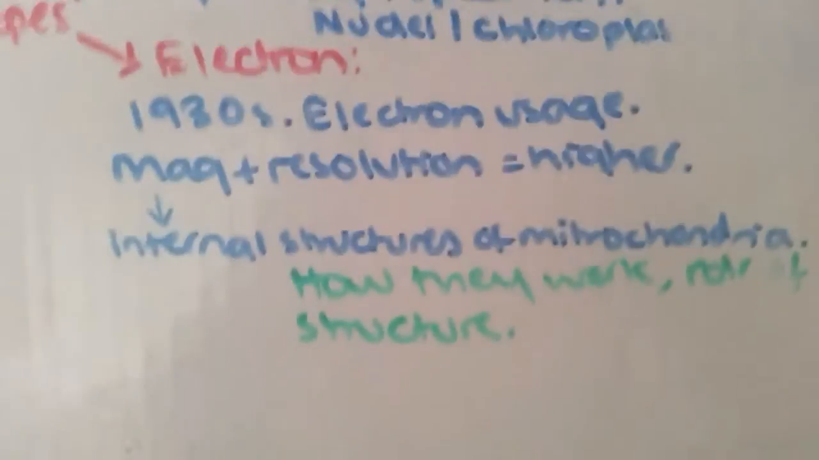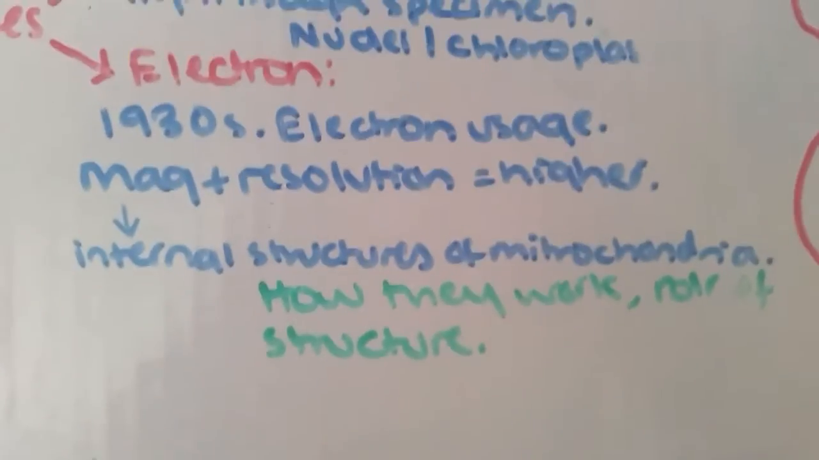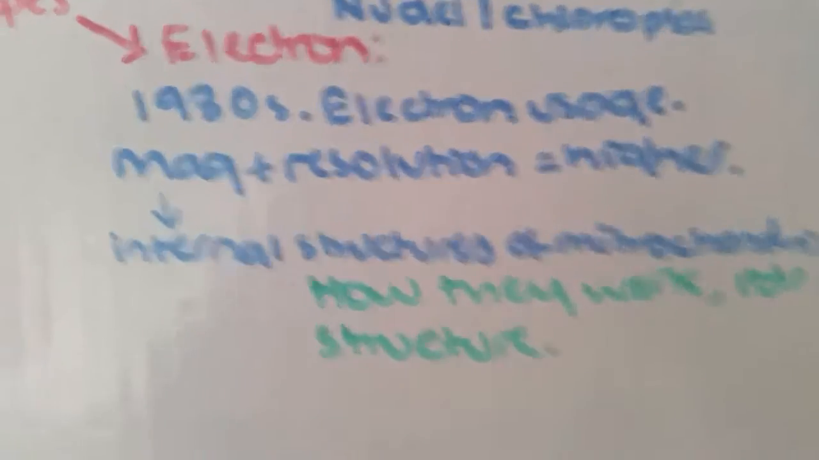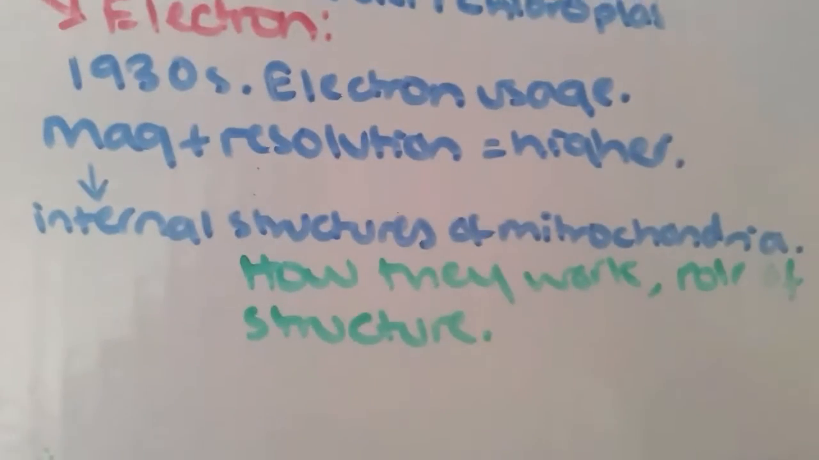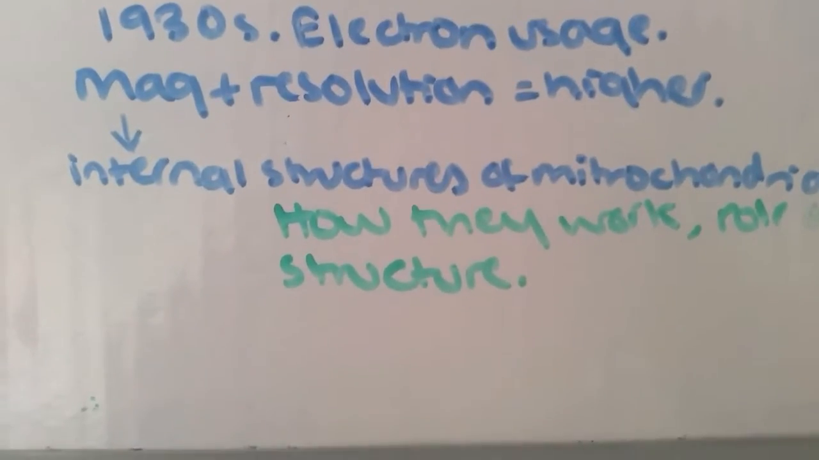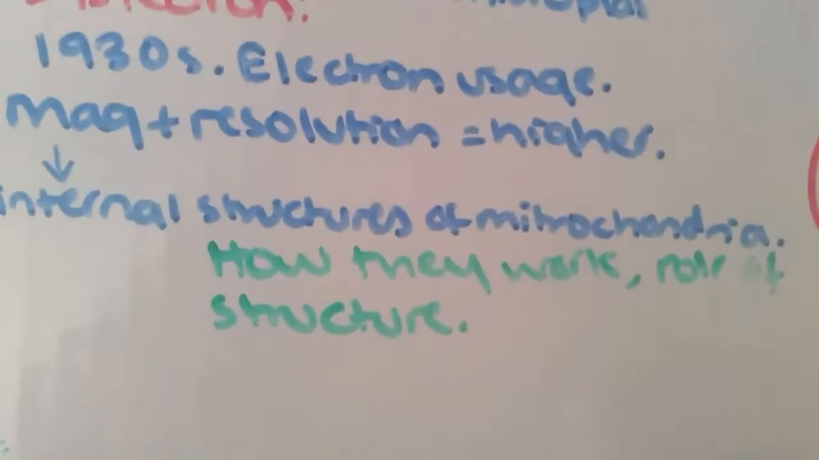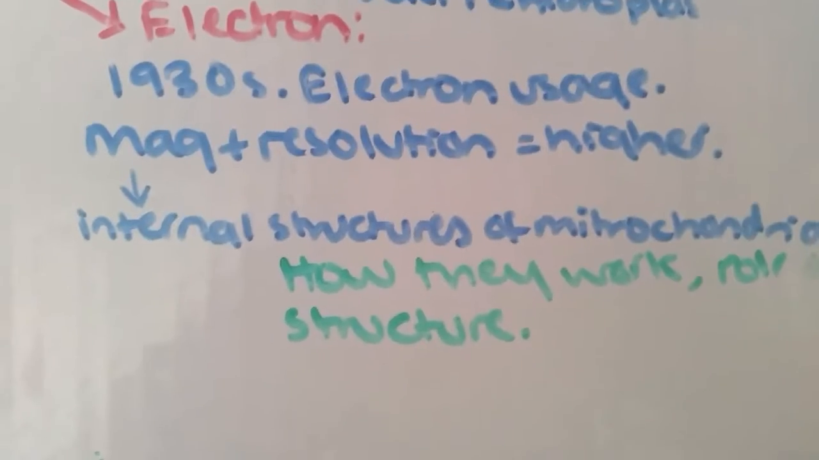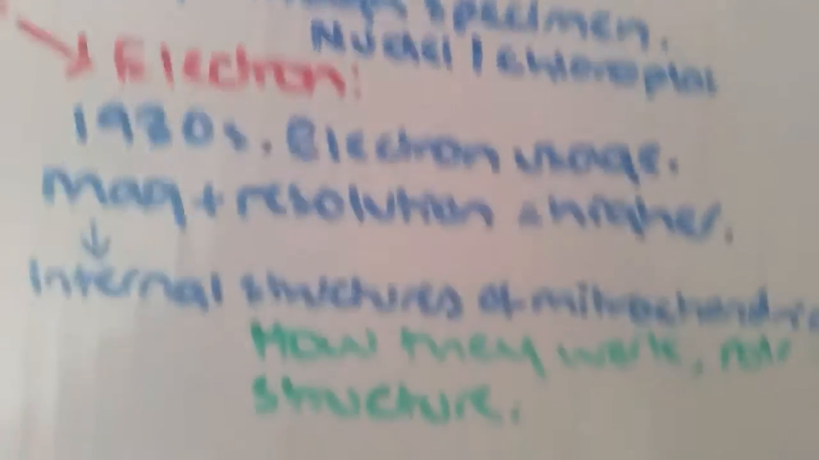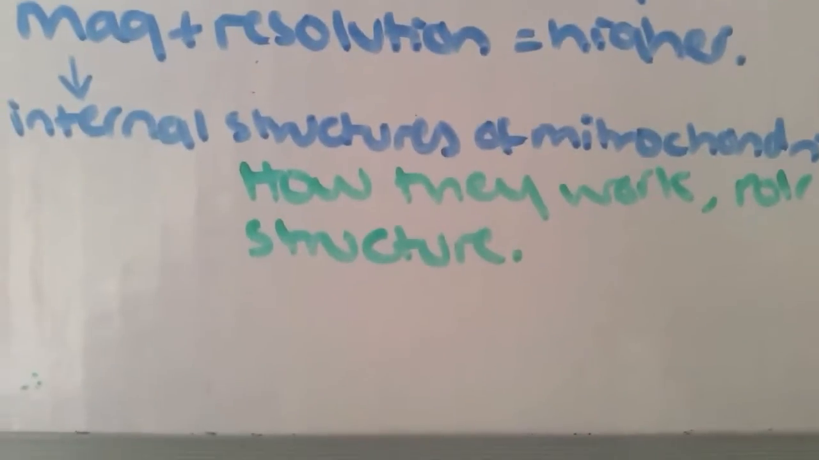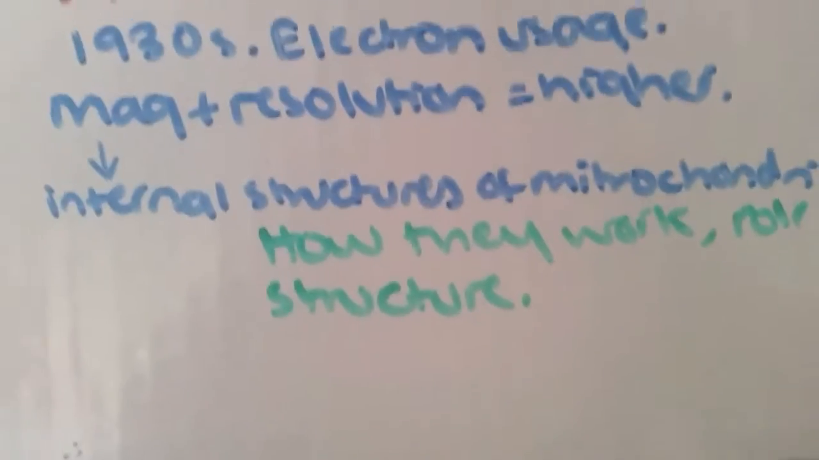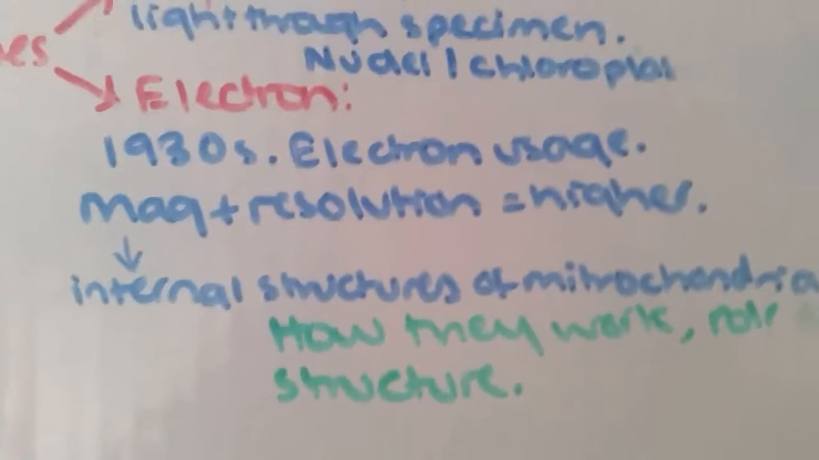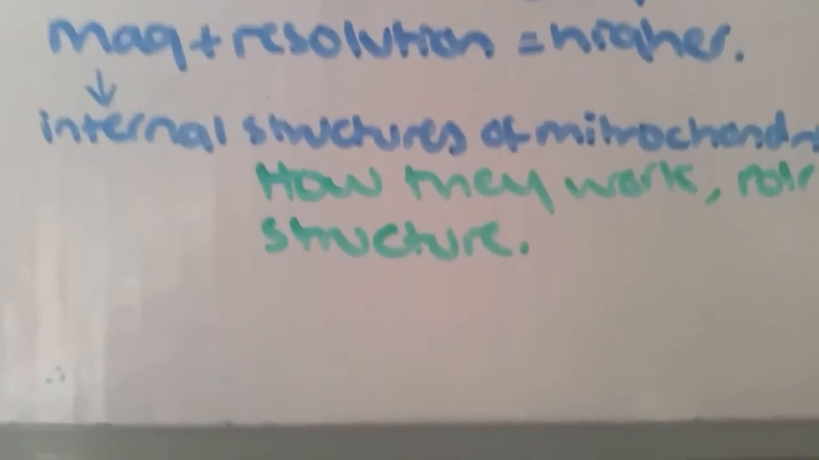We also have something called electron microscopes. Electron microscopes were created in the 1930s. They use electrons, so they use electric beams which pass through the specimen. The magnification and the resolution of an electron microscope is much, much higher than that of a light microscope. So therefore you can see many more things in much greater detail.